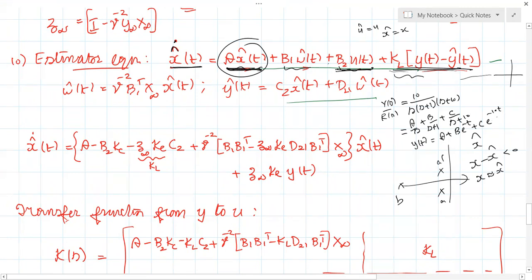Why? Because here S equal to minus 10 is far away from the imaginary axis. The farther away they are from the imaginary axis in the negative plane, the quicker they die out. So in our estimator gain, you have to choose KL so that the eigenvalues are far away from the imaginary axis. That's the idea basically. The farther they are, you can have your y hat equal or close to y of t. Is that fine?